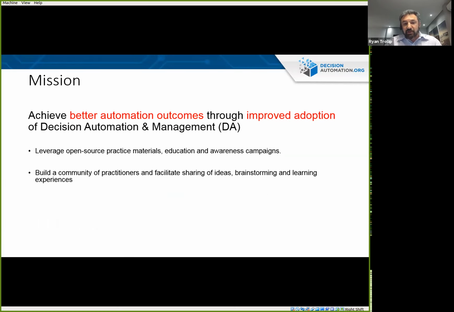The general mission of DAO, and I've already mentioned this, but just to formalize it: achieve better outcomes through improved adoption of decision automation and management. So really simple, obviously using education, materials, awareness, build a community of practitioners, and bring that knowledge together so that we can improve the adoption overall.